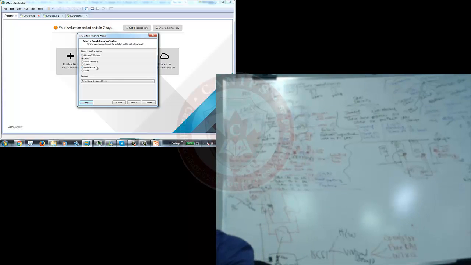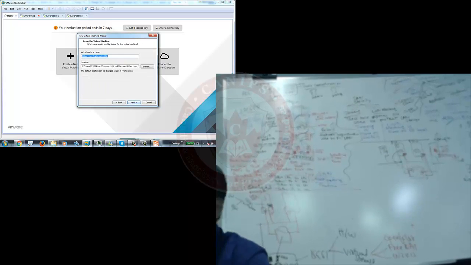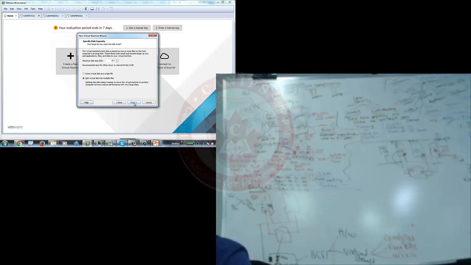I have an older version, it's not detecting. If it is not, just select Linux and select Other Linux, and here name it accordingly. So we're gonna name it OF01, open filer 01. And here I'm gonna make sure that this is not 8 GB. It should be at least 20 GB. So this is 20 GB, and next, and done.